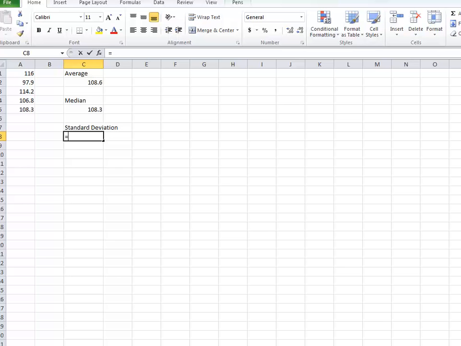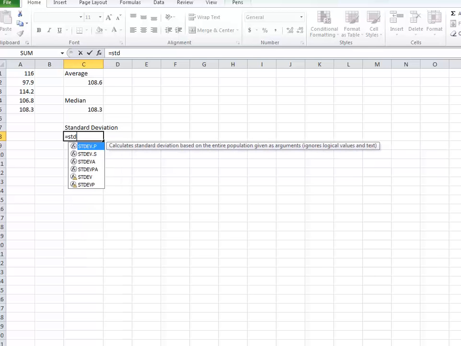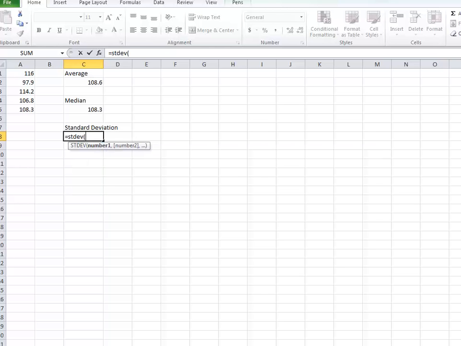You start off with equal because you want Excel to do the standard deviation. And you type in, what was my abbreviation? STDEV, standard deviation. And then I open the parentheses up. Now there's tons of different standard deviation versions. The one that I want you to do, though, is just simply STDEV with nothing else after it.